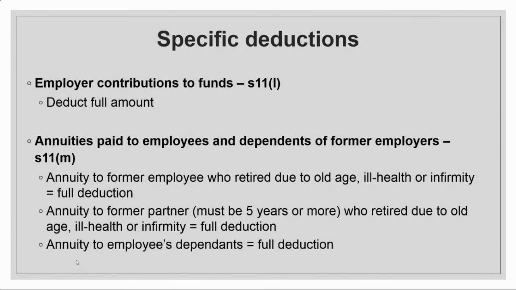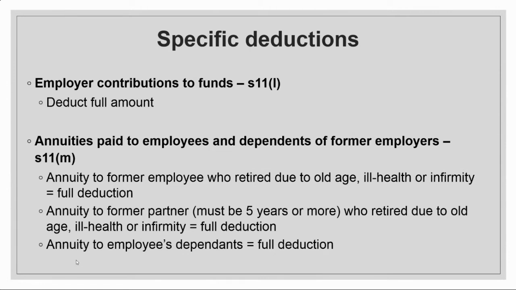Then if a business pays annuities to its former employees or dependents of their former employees, they are allowed that deduction if the annuity is paid to an employee who retired due to old age, ill health, or infirmity. If they did not retire due to one of those, then they will not get that deduction.